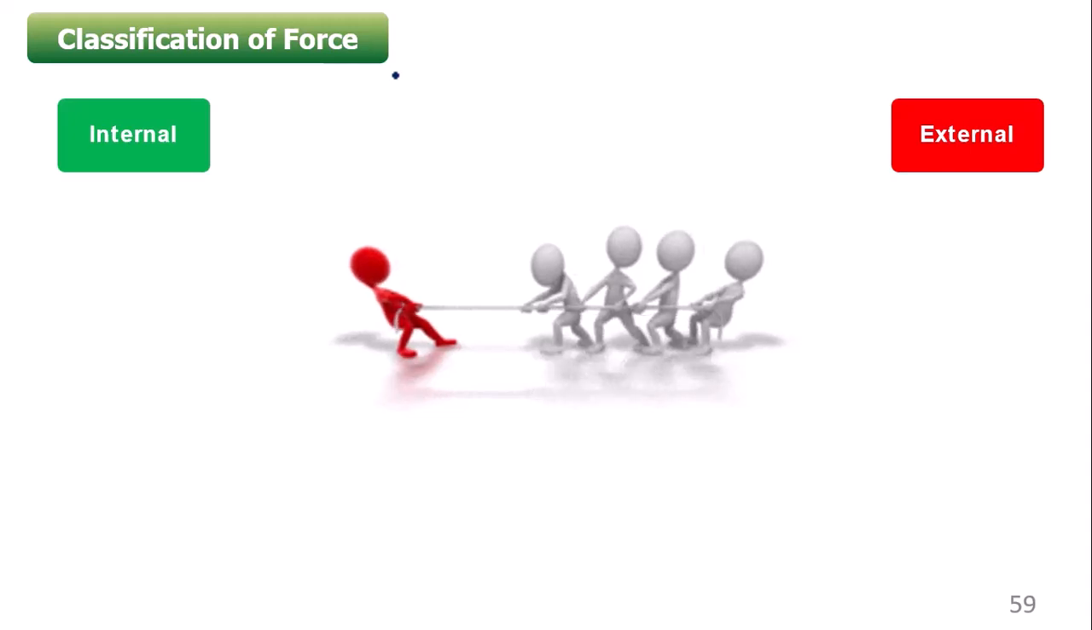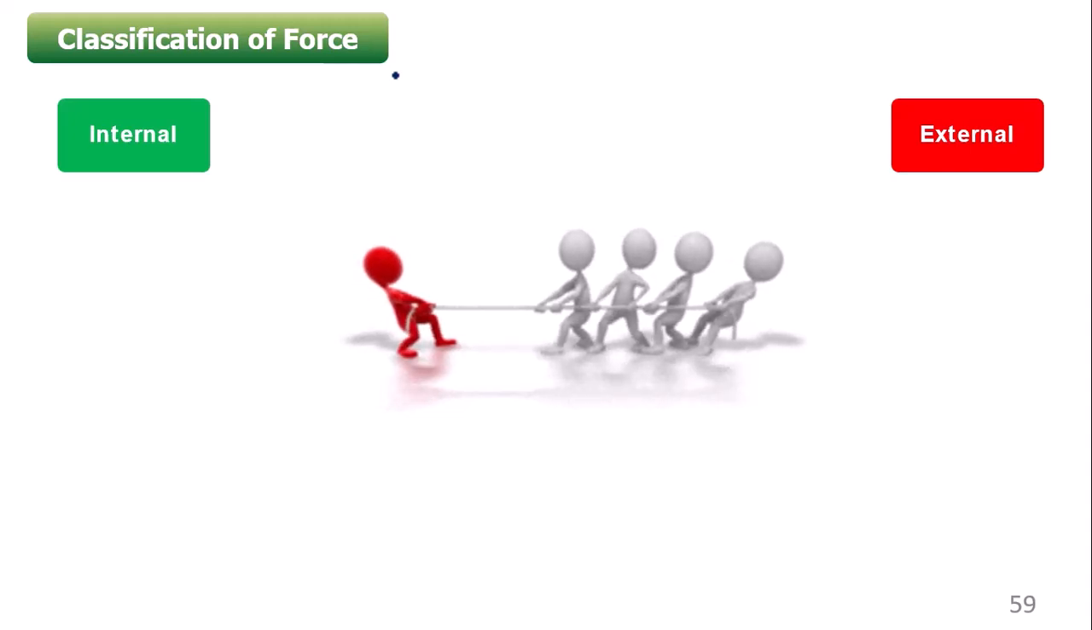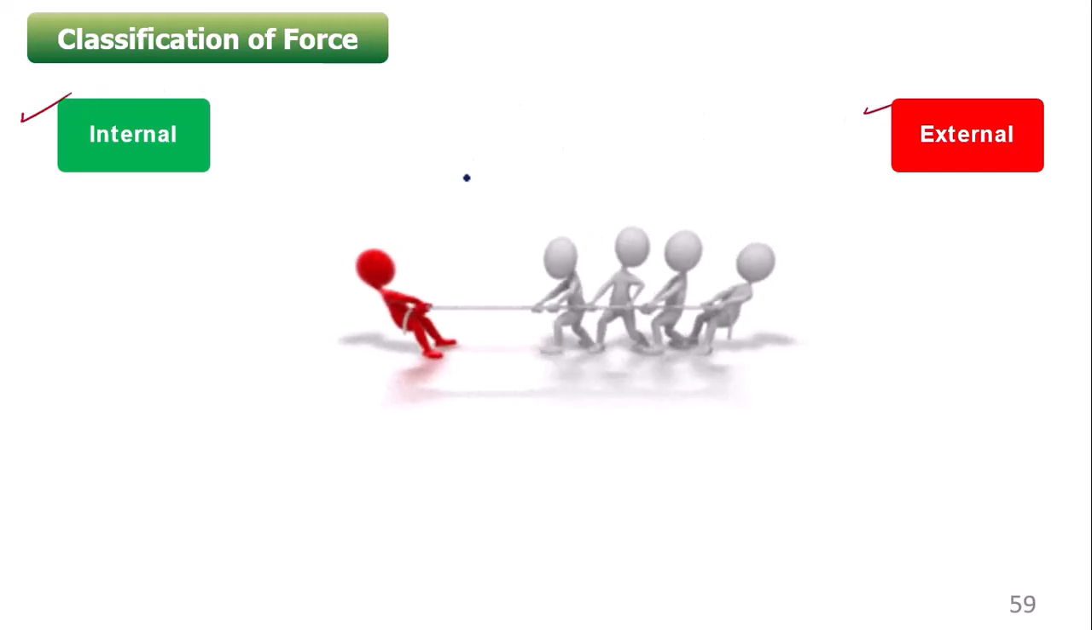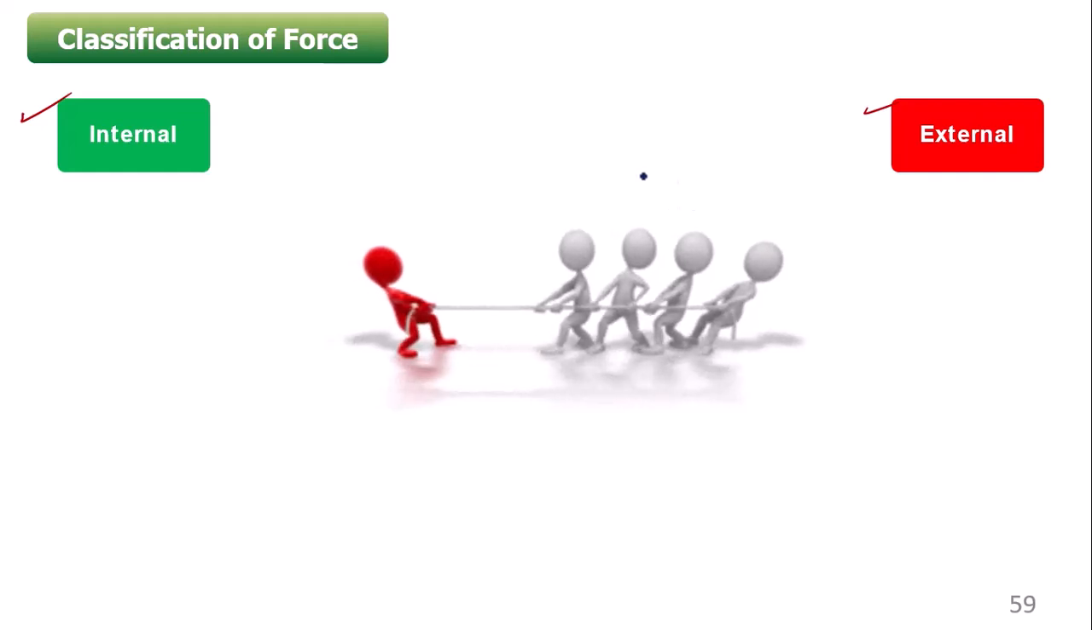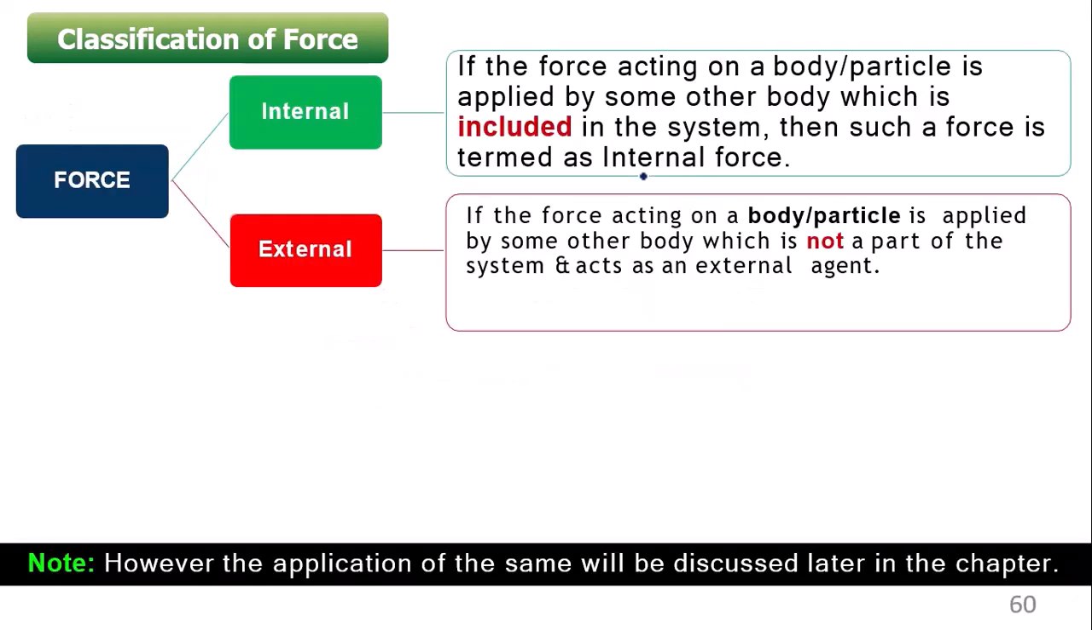Now, classification of force based on the systems. There are two types of force. One is called the internal force and the other is called the external force. Internal and external are basically dependent on the choice of system. Let us say for the internal force, if the force acting on a body or particle is applied by some other body which is included in the system, then it is an internal force.